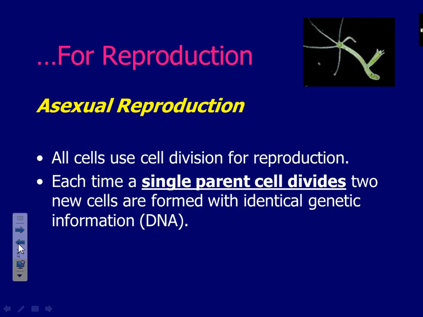Humans don't work that way as beings, but our cells do, right? Our cells are constantly doing this. So skin cells underneath the layer of cells that are protecting us right now, some of them are splitting. And then the old cells are leaving, they're falling off, and those new cells come to the top. This is the type of reproduction we're going to talk about today. Cells dividing. Each time a single parent divides, two new cells are formed, and they're identical to the previous ones. Their DNA is the same. There's no variation. All right?